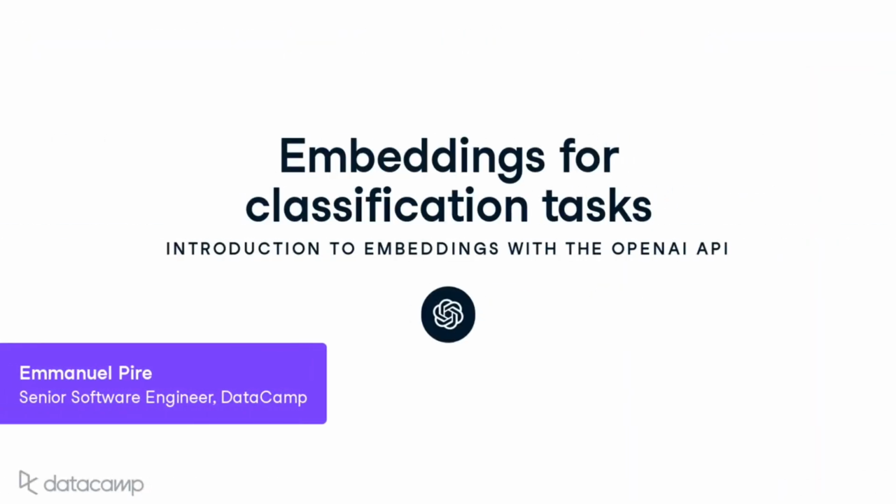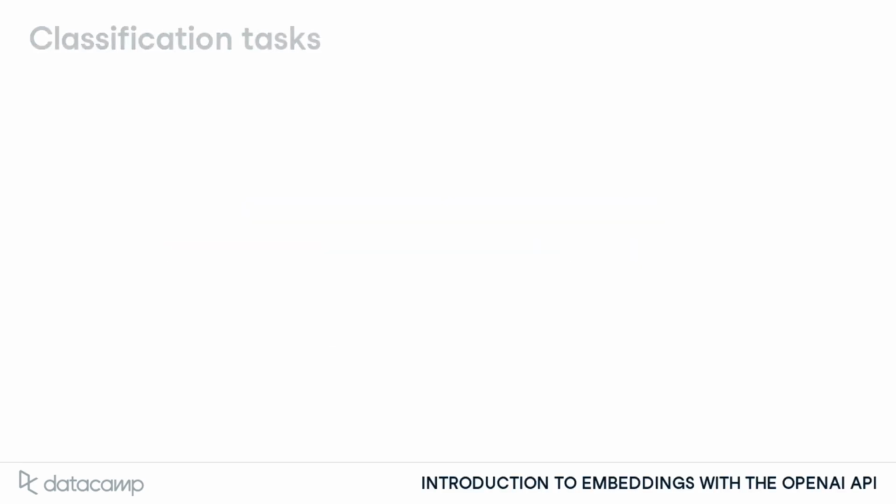The final common embedding use case we'll discuss are classification tasks. Classification tasks can take different forms, but generally they involve assigning labels to items.